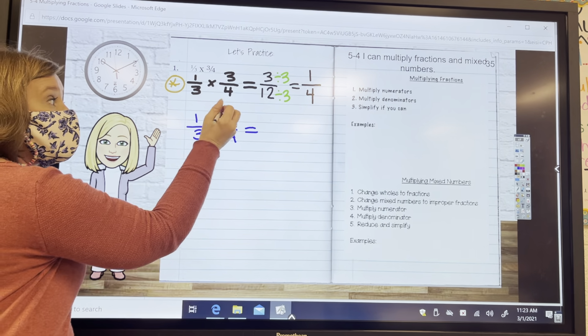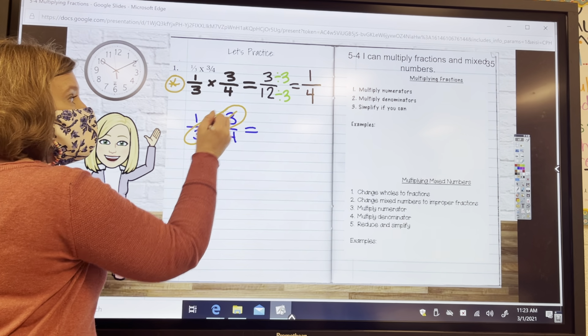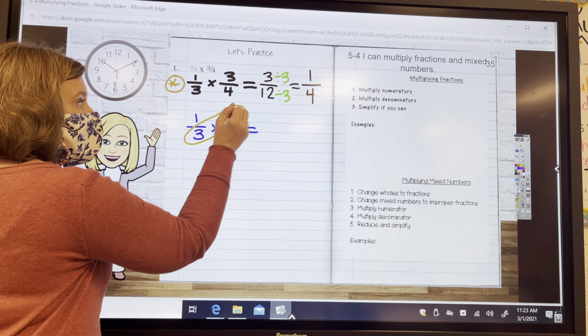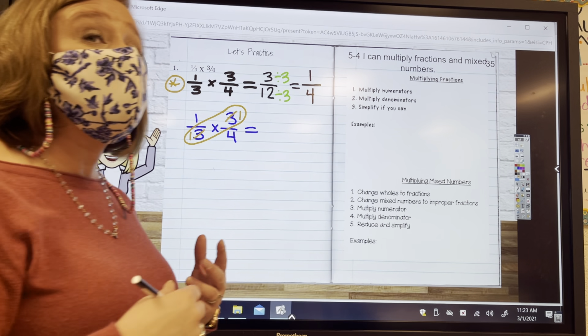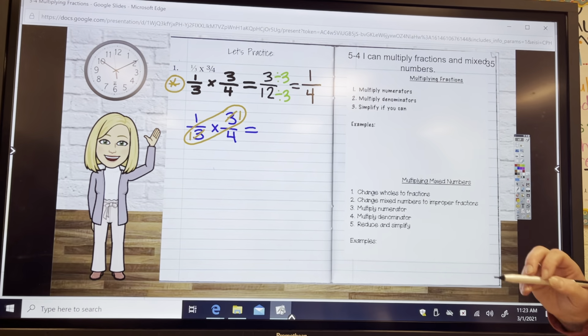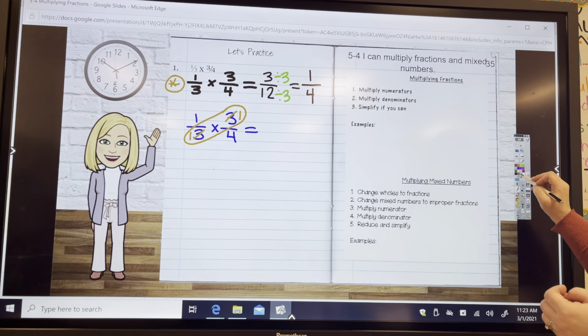Now, some of you that simplify before you multiply, the numbers that you simplify must be across from each other. So, can I simplify 3 and 3? Yes. What will go into 3 and 3? 3. 3 will go into 3 1 time. So now it makes my multiplication a little bit easier. 1 times 1 is 1. 1 times 4 is 4.